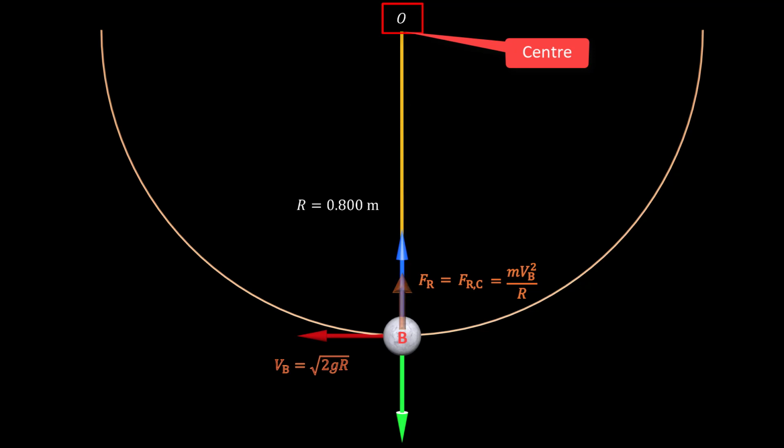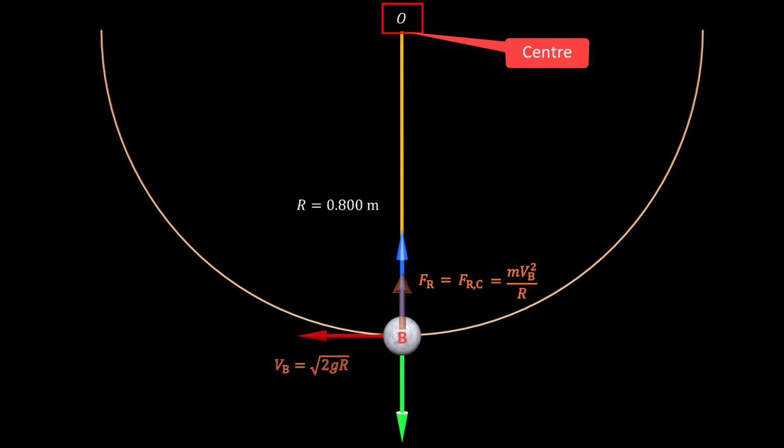So when the ball is at the bottom of the track, it will require a component of the resultant force acting on it vertically upwards, because the center of the semicircle is vertically above the point B. So, right now, we know that the component of the resultant force along the vertical is FRC, and that it points vertically upwards.